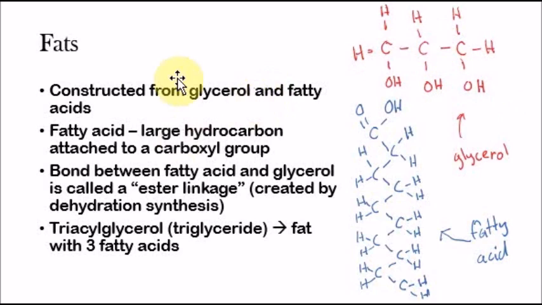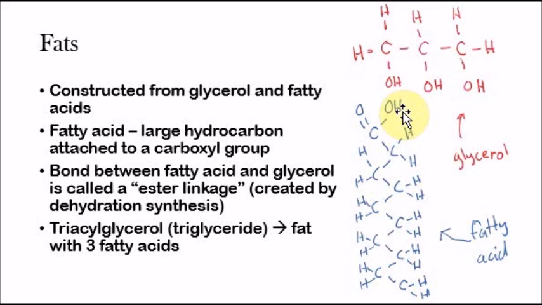Now, a fatty acid is a large hydrocarbon attached to a carboxyl group. I've drawn an example of a fatty acid right here. If you notice, we have a very long hydrocarbon here. If you look, we have this carbon, and then a very long unbranched hydrocarbon. You should know what that means, unbranched. If you don't, you need to go back and review previous videos. So we have a very long unbranched hydrocarbon, and at the very end of that, we have a carboxyl group.